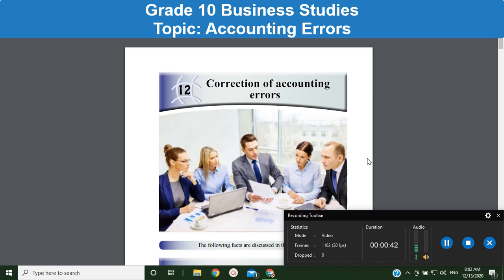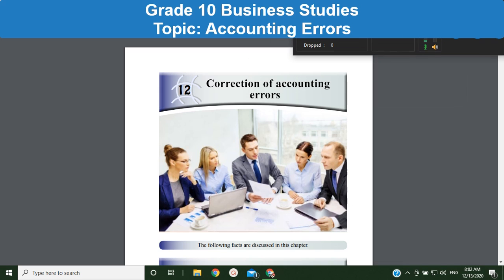In the beginning it will be difficult to identify each and every error. At the end, when you summarize this into a trial balance, you will get some problem. At that time you have to identify what problems occurred, and then we have to correct those errors. So this is that part, correction of accounting errors.